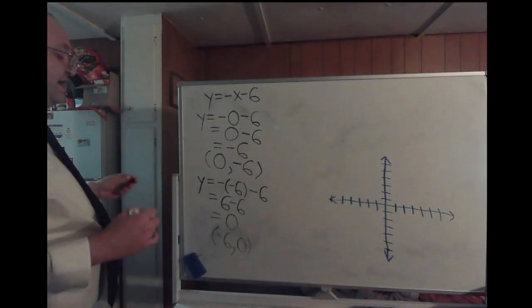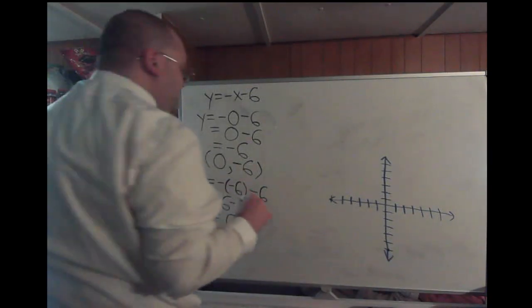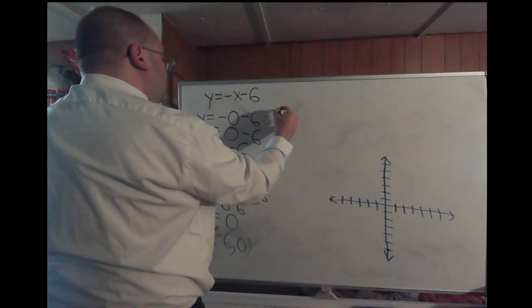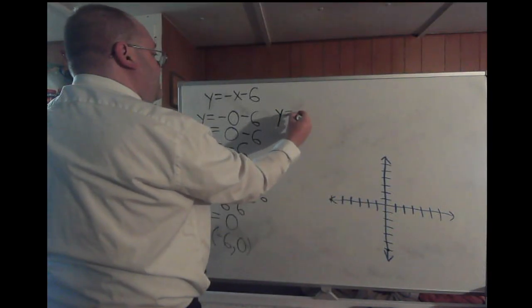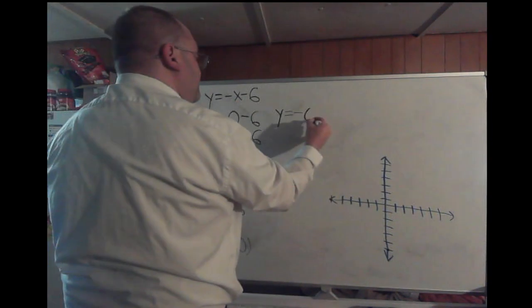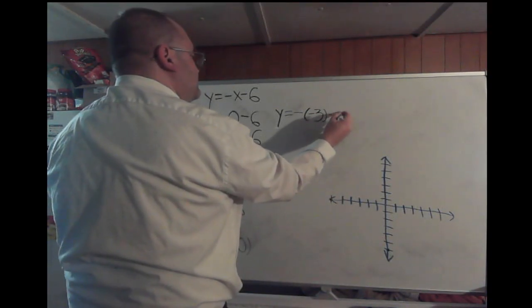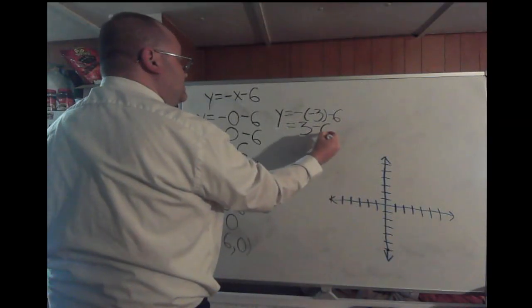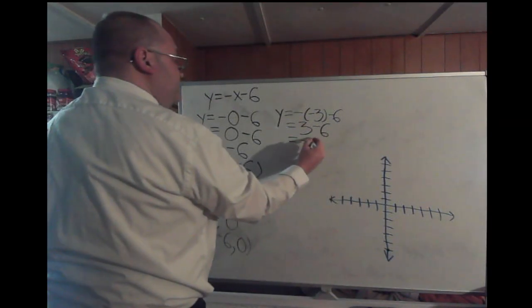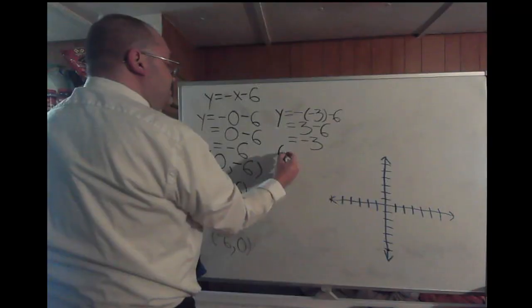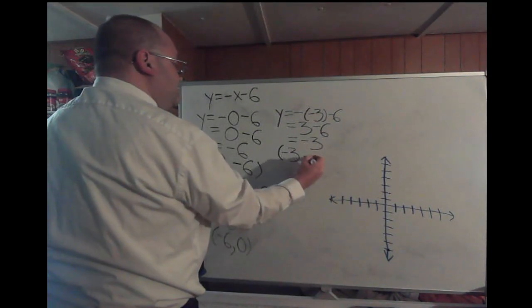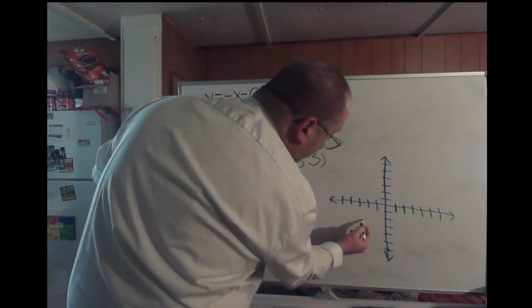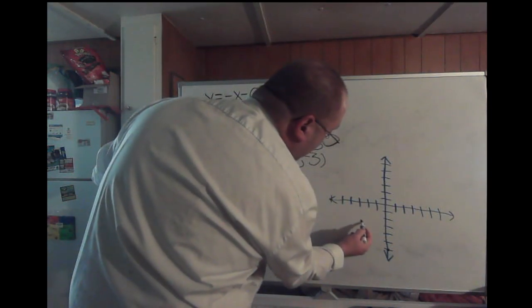Alright, we need to find one more point, I would say, to make this sufficient. Let's do negative 3. So y would equal negative, and then we'll put in negative 3 for x, minus 6. Well, negative of negative 3 equals positive 3, minus 6. 3 minus 6 is negative 3. So when x is negative 3, y is also negative 3. So (-3, -3) would be right about there.